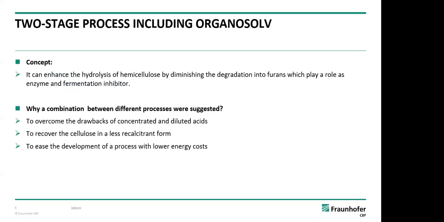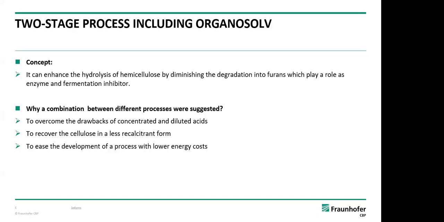The concept of the two-stage process is to recover the hemicellulose at the first stage, then recover the lignin in the second stage, lowering the amount of degradation compounds like furans, which act as enzyme and fermentation inhibitors.